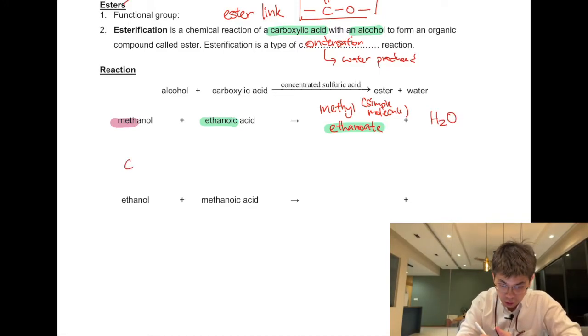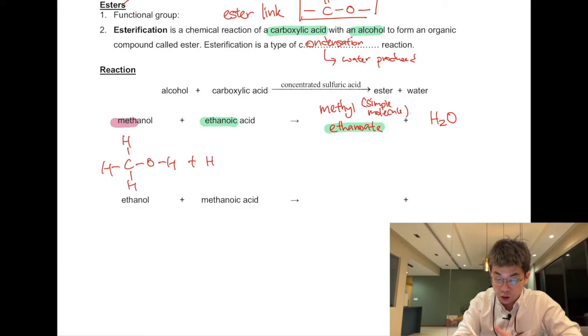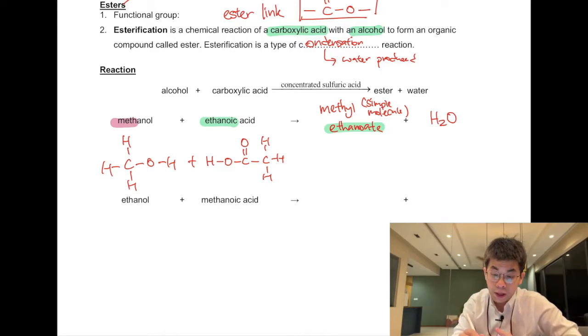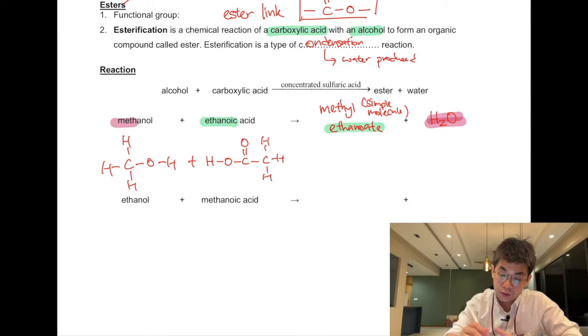Let me just draw it for you. I have my methanol, nicely over here, one carbon. I have my ethanoic acid. I like to draw the functional groups facing each other so I can show it to you very clearly. So my ethanoic acid, my methanol, and you must remember, my water must come out. That means H2O must come out, so the H and the O.